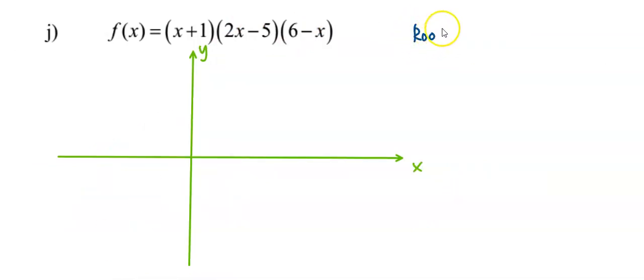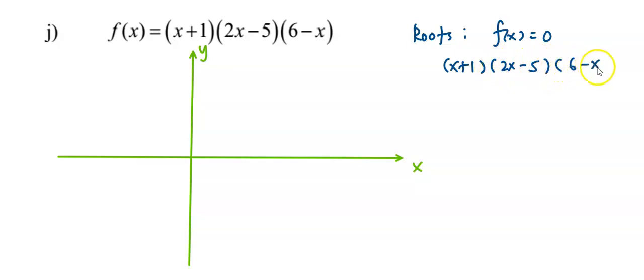This is a similar function to the previous example. We just get the roots first. To get the roots, we let f(x) equal 0, which means that (x plus 1)(2x minus 5)(6 minus x) equals 0. So letting each factor equal 0, you will get x equals negative 1, x equals 5 over 2, and lastly x equals 6.